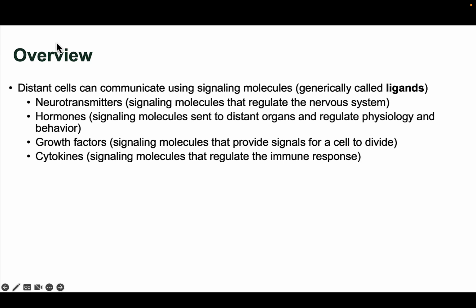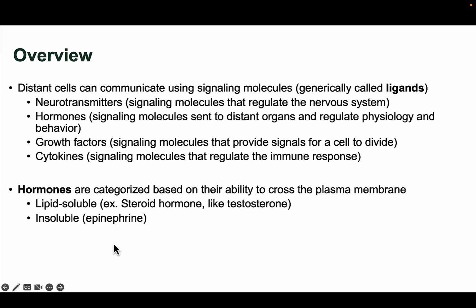Signaling molecules can also include growth factors. These provide signals for cells to divide, and cytokines, which are signaling molecules that regulate the immune response. And so today we're really going to consider the signaling molecules that are hormones, okay? And so hormones are categorized based on their ability to cross the plasma membrane. And so we can categorize hormones as lipid soluble, like a steroid hormone like testosterone, or insoluble like epinephrine.